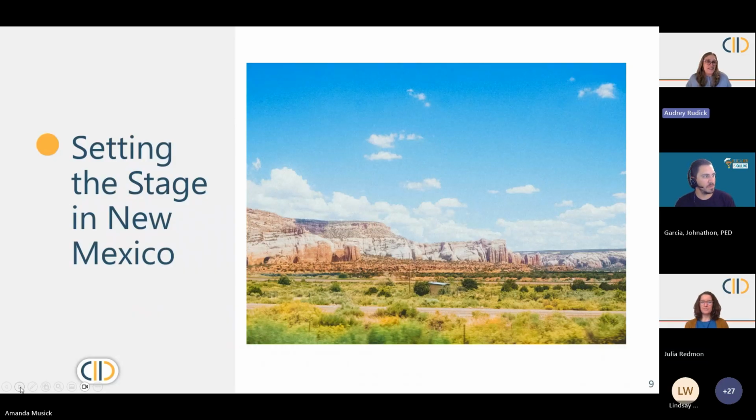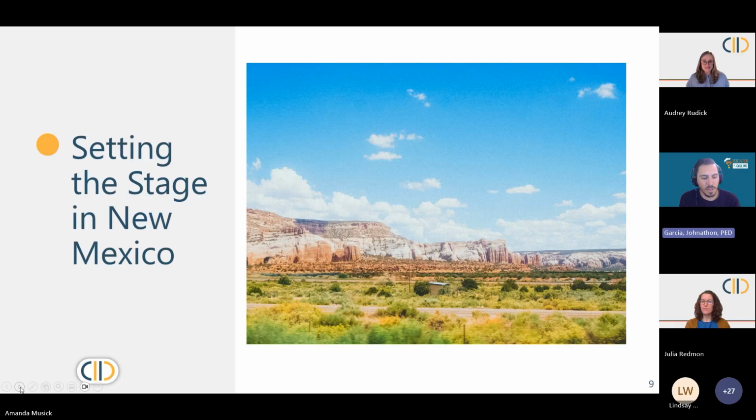So as we get started here, let's set the stage at the beginning of our work together. And we were just talking before we opened the meeting, we kicked off in late 2023, maybe early 2024. Jonathan, before we get into what happened with Generate, do you want to speak a little bit about where New Mexico was at that beginning where this work started?